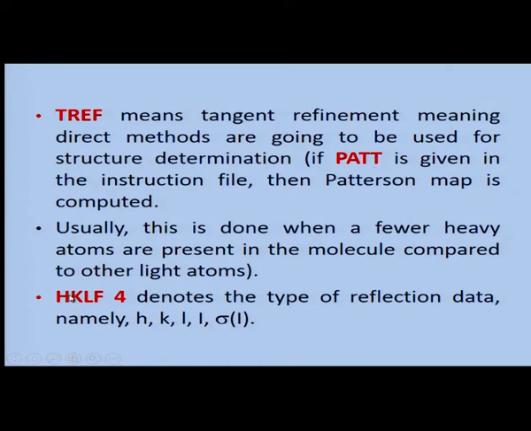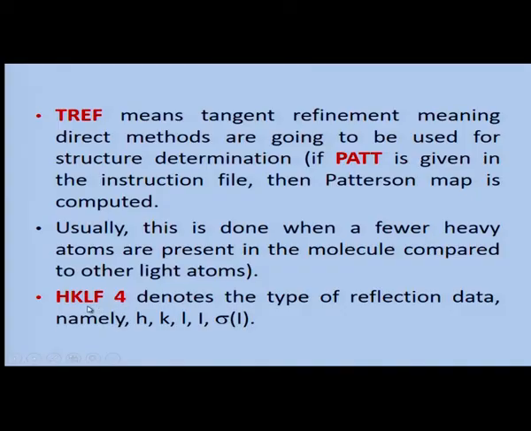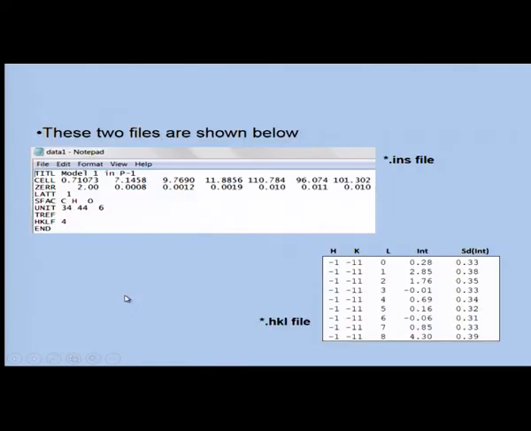Then, what type of reflections are there? Your data HKL F4 means the reflection file contains HKL Miller indices, intensities, and standard deviation of intensities. If it is HKL, structure factor amplitude mod F, and sigma of mod F, this should be 3. Usually they give it in this format, because the program expects it this way.